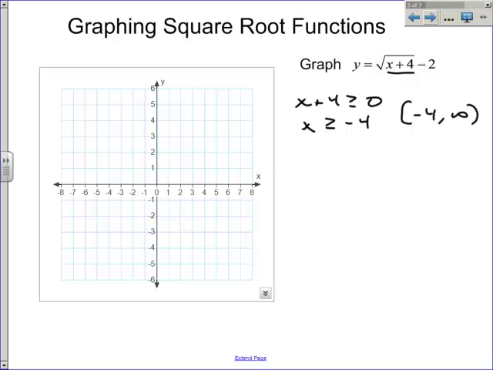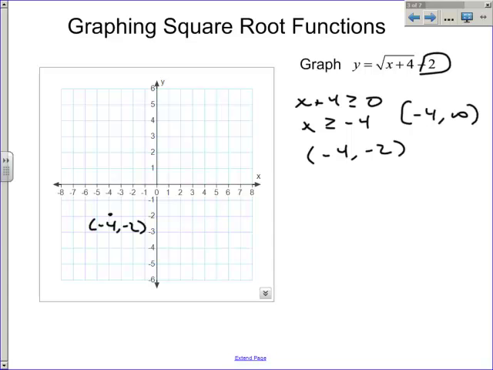The origin of my graph, in this particular case, I'm going to find by the x value of the origin by setting x plus 4 equal to 0. My x value of the origin of my graph is negative 4. The y value is the part that is outside the radical. It's negative 2. This graph begins at negative 4, negative 2.